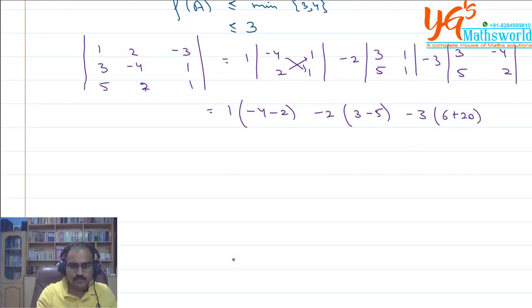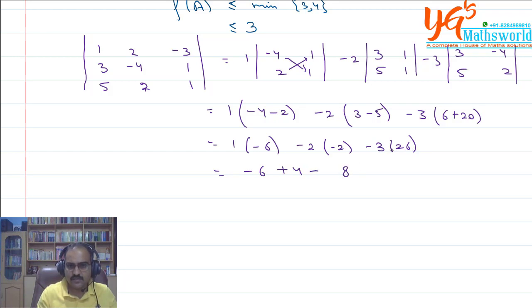Okay, so it reduces to 1 into minus of 6, minus of 2, 3 into minus of 2, minus 3 and 26. So it will be minus 6 plus 4 minus 26 3s are 6, 3s are 18, 3 6s are 18 and 1 78. So minus 78 plus 4, that is minus 74, and then it will be minus of 80, which is not equal to 0. So that means I have to stop over here itself. So rank of A is equal to 3.